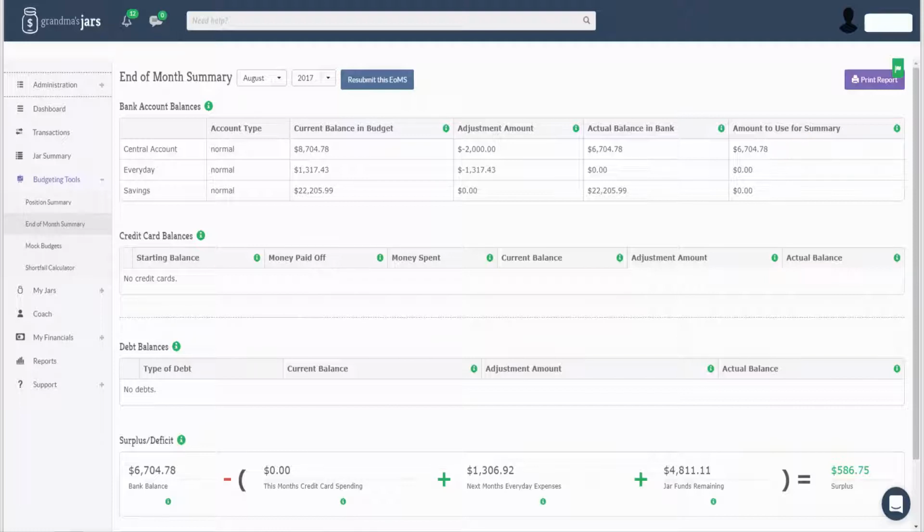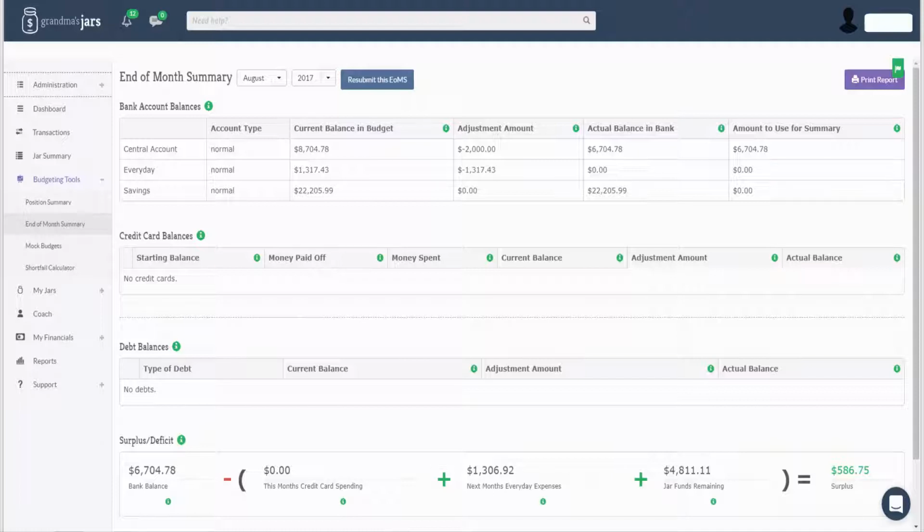If there was any money left in their everyday account, I would have included this figure in the amount to use for summary as well. But Dean and Emma have 0 in this account, which is perfectly normal for the everyday account on the last day of the month, so I have entered 0 into this column. And even though Dean and Emma have $22,000 sitting in their savings account, none of this money is allocated to their jars, so I have put a 0 in the amount to use for summary column.